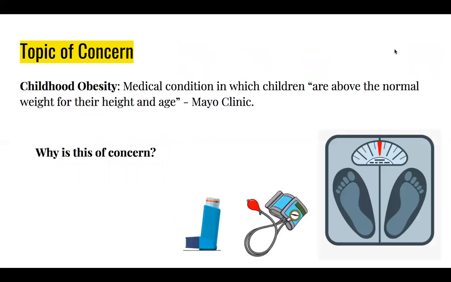The topic of concern I've chosen is childhood obesity. The Mayo Clinic describes childhood obesity as a medical condition in which children are above the normal weight for their height and range. This means that their BMI is in the 95th percentile or higher for their height and age. This is of concern because of the increasing prevalence of childhood obesity. It has risen from 4% in 1975 to over 18% in 2016.